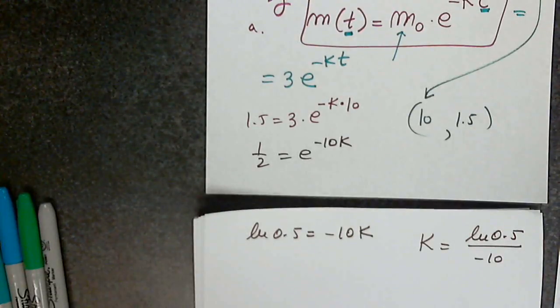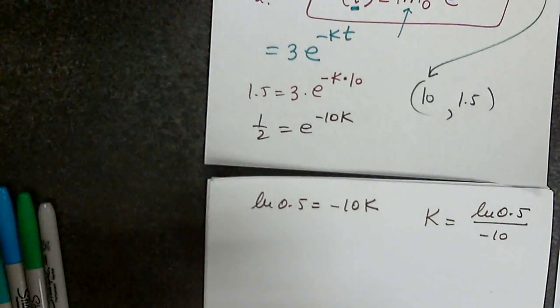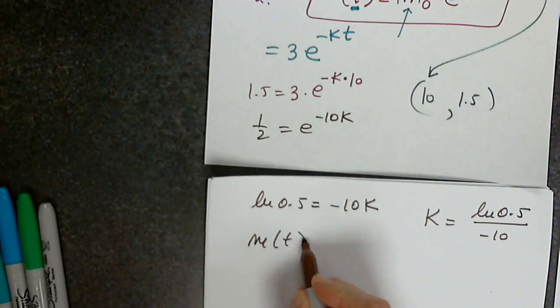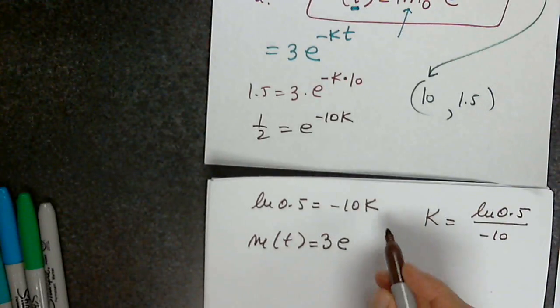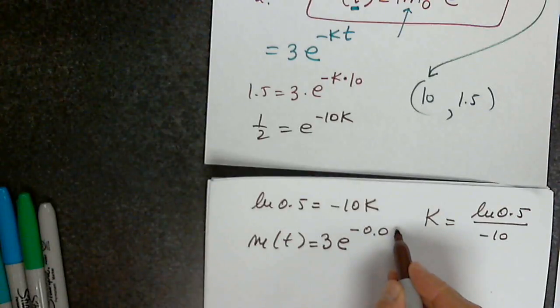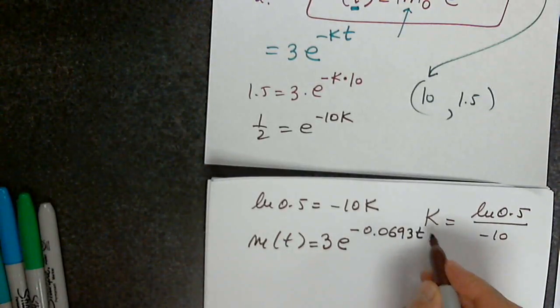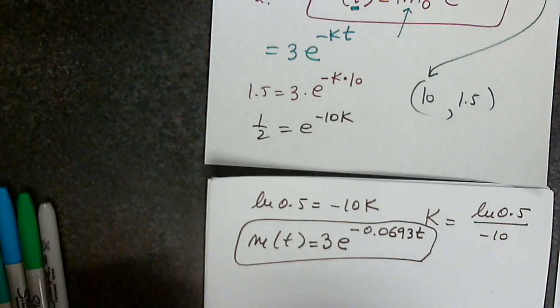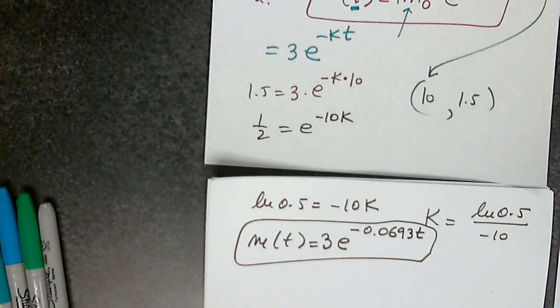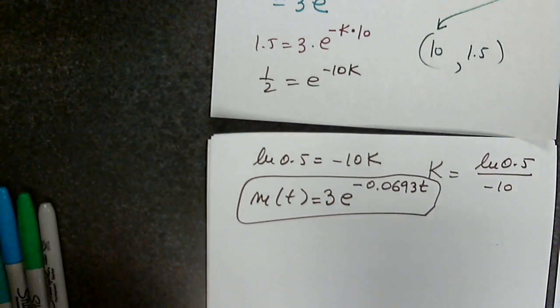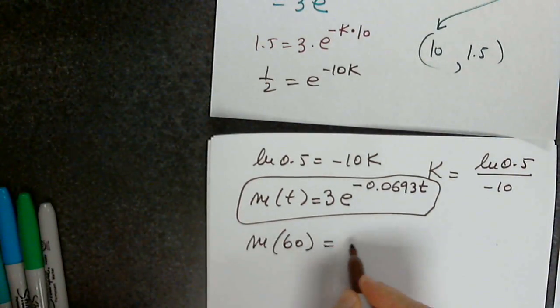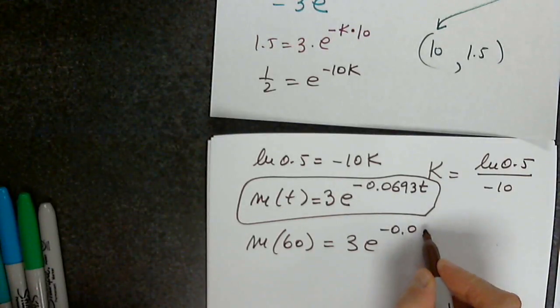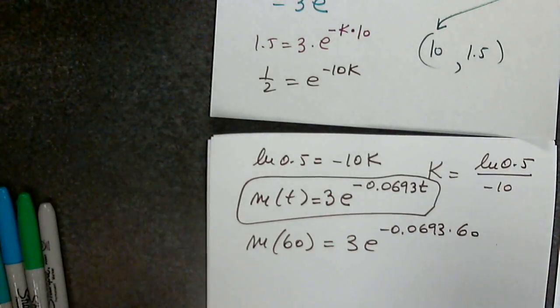Can anyone dictate this model? M of t equals? Yes, negative 0.0693, 4 digits we need, times t. Excellent. This is the model. This is what we're asked in part A. Part B: how much of this radioactive substance remains after 1 minute? The time is in seconds. Yes, so I have to find m of 60. 3e to negative 0.0693 times 60, and everyone can do that.